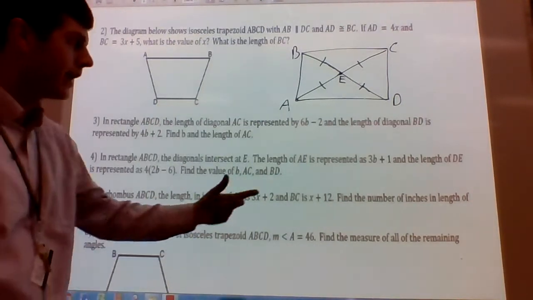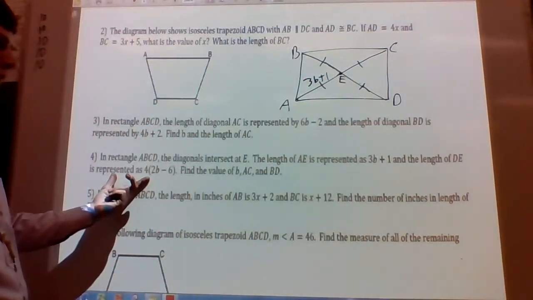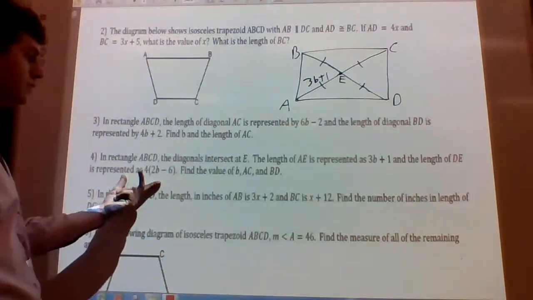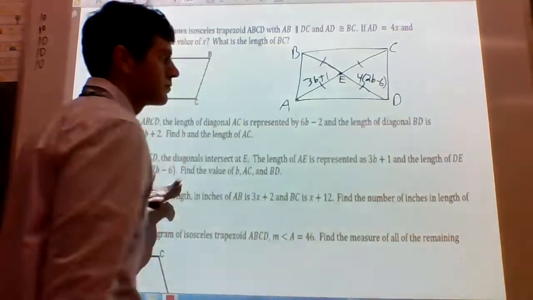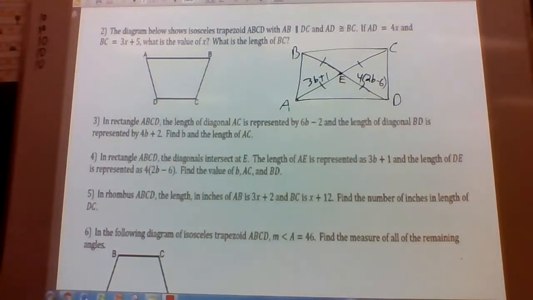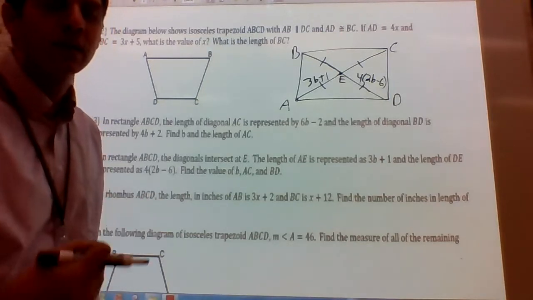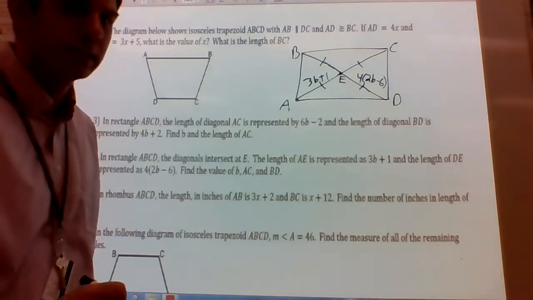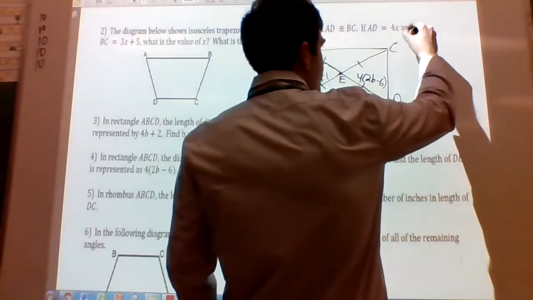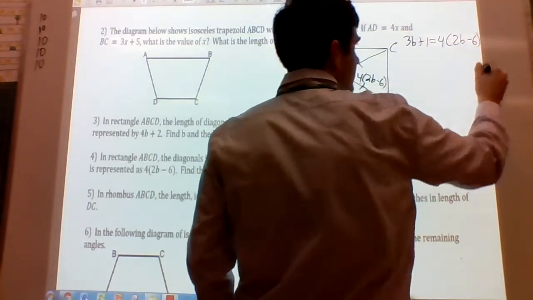The question is telling us that AE is 3b plus 1, and DE is 4 times the quantity 2b minus 6. So we know those 2 segments are going to be congruent, so they're going to be equal. Again, because the diagonals are congruent and the diagonals bisect each other, each of those segments, AE, BE, CE, and DE, are all going to be the same. So we have 3b plus 1 equals 4 times quantity 2b minus 6.